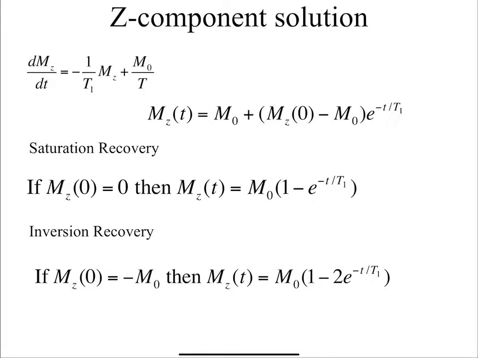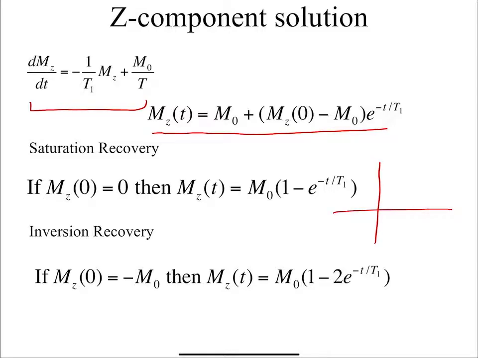And then what we can do is we can look at the different components. So the Z component solution, this is its governing differential equation, and this is the solution for it. So you'll use this formula in your homeworks. And the physical picture is wherever you start, you're always going to go back to M0. So saturation recovery is I start off at 0, and I go back to M0. Inversion recovery is I start off at minus M0, but I still return to M0.